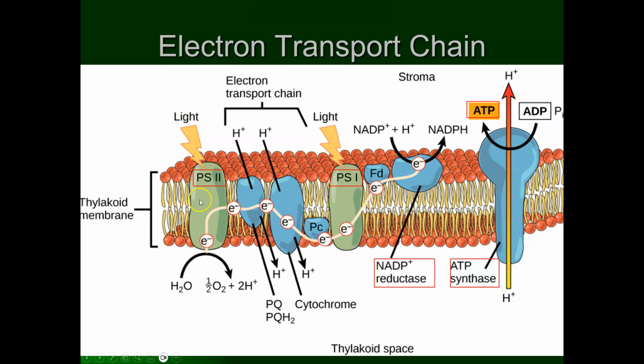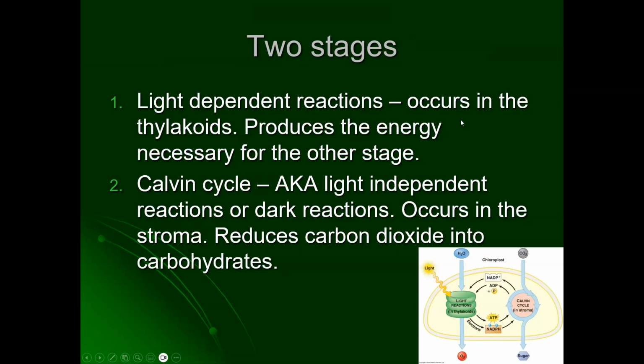So we use light to split water, to transfer electrons, to reduce an electron carrier. We also create that hydrogen ion gradient to help us make ATP. So we created two different forms of chemical energy. We have ATP and we have NADPH. So the whole purpose of the light reactions is to create these two forms of energy.